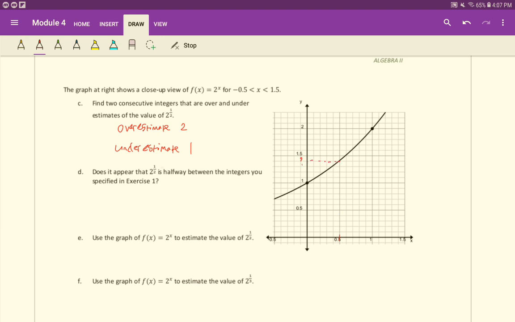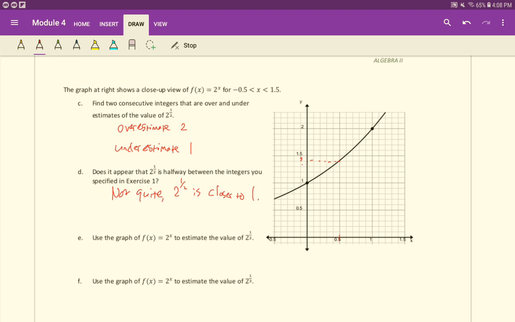Does it appear that 2 to the 1/2 is halfway between the integers you specified in exercise 1? Well, right here is where that number is going to be. Is that halfway between? Not quite. 1.5 is halfway between. 2 to the 1/2 is closer to 1.